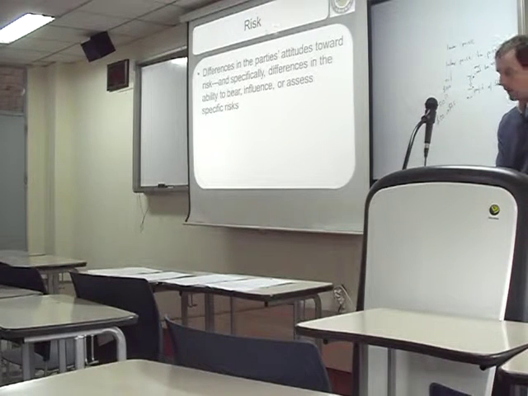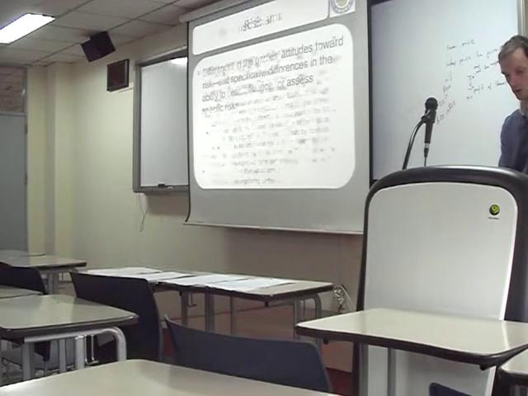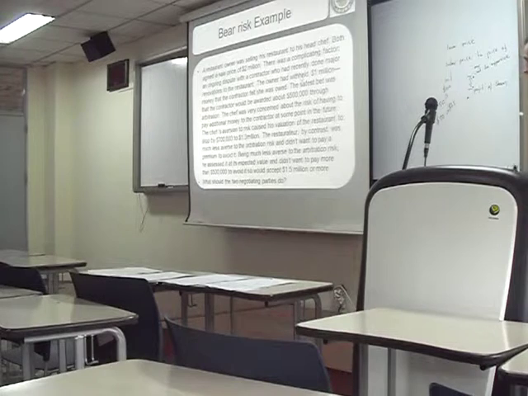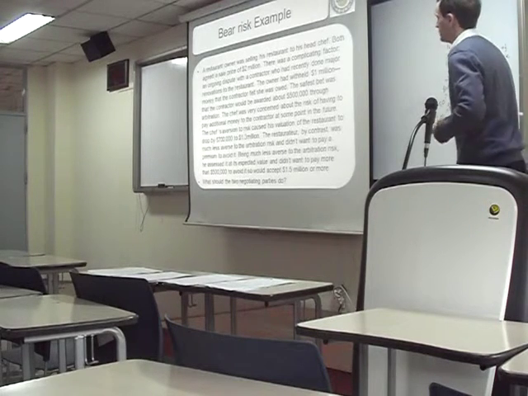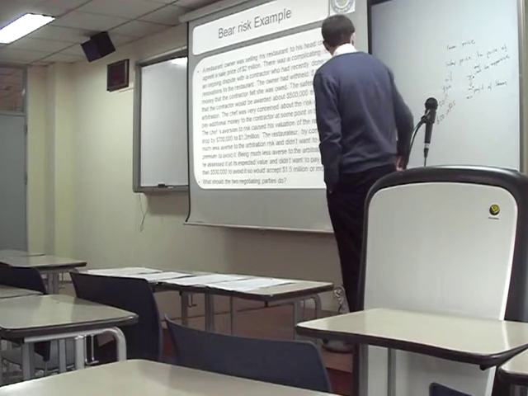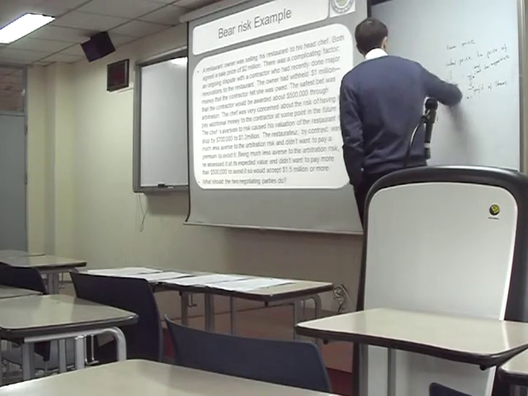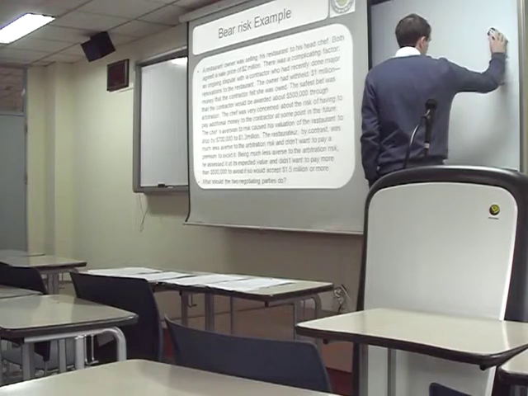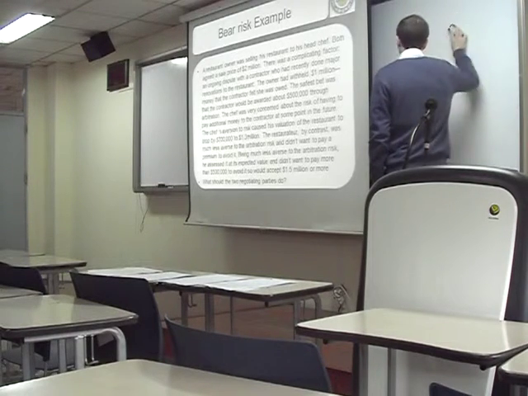So the next thing is risk. People have different ideas about risk. And there are three different sections: the ability to bear risk, influence risk, or assess risk. So we're going to look at an example of each one. We're going to look at about four or five different examples in this class. You look at the example, and you have to try and find a solution, and then we look at the solution.